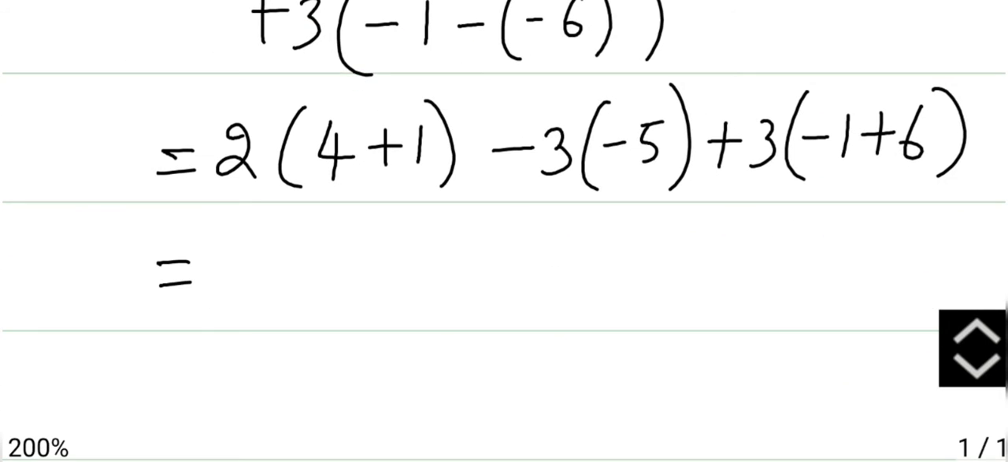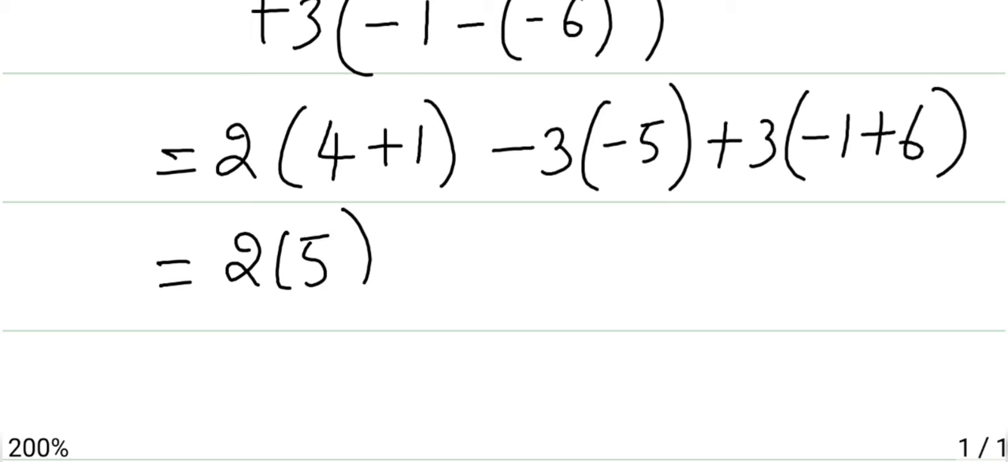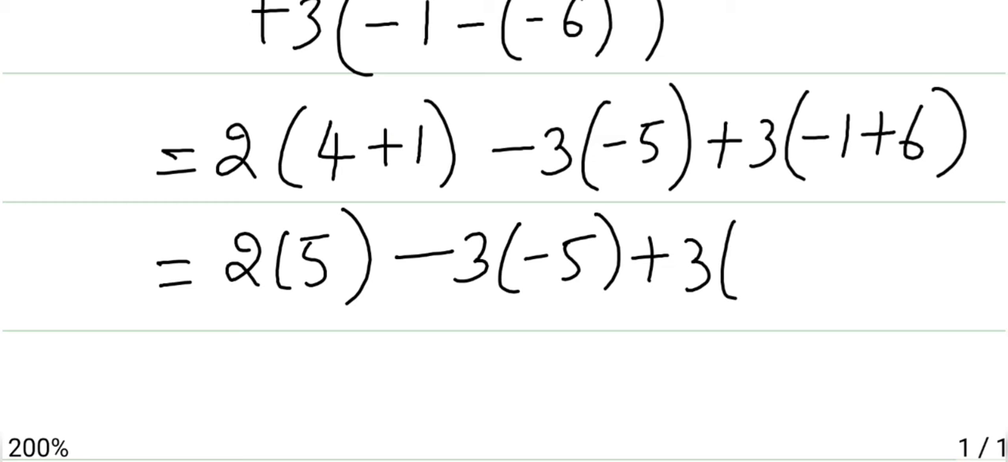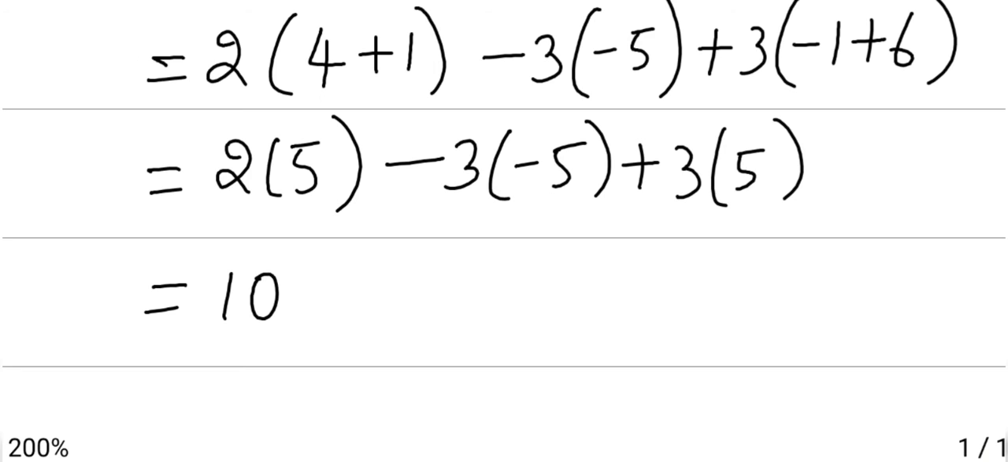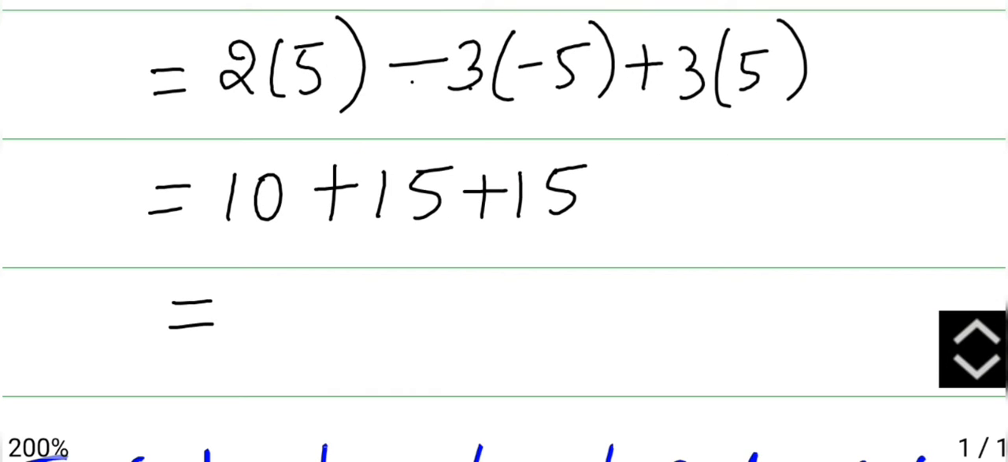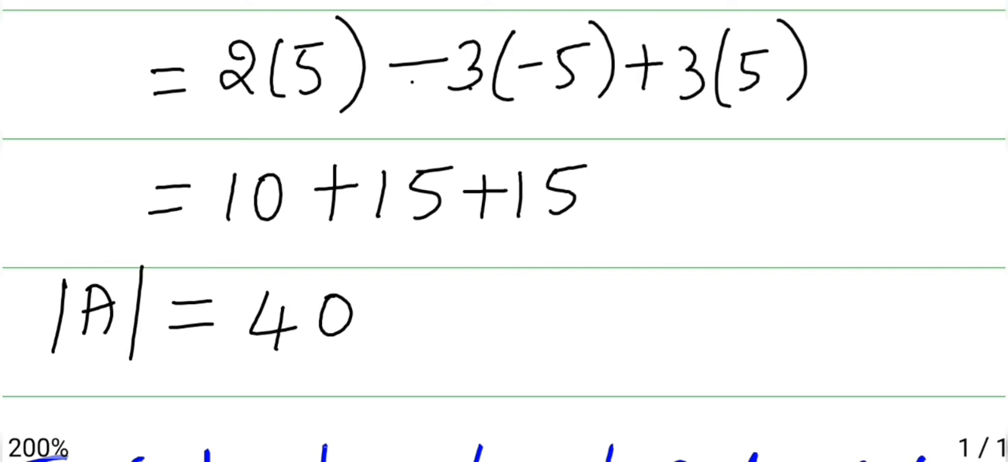So you get 2 into 5 minus 3 into minus 5 plus 3 into 5. So it is 2 5s are 10, minus into minus becomes plus, 3 5s are 15, plus 3 5s are 15. So the total answer we get is 40, which means mod A is equal to 40.